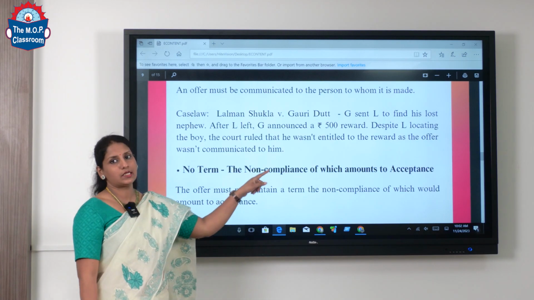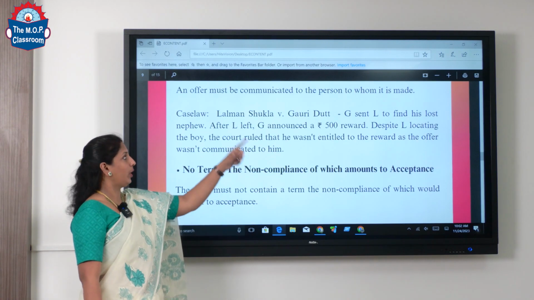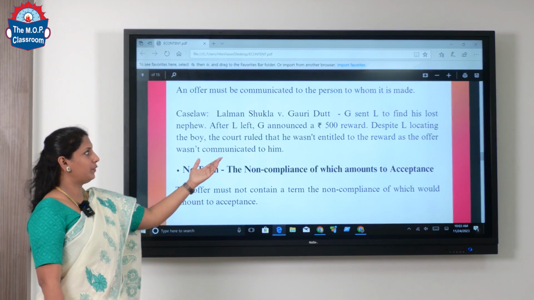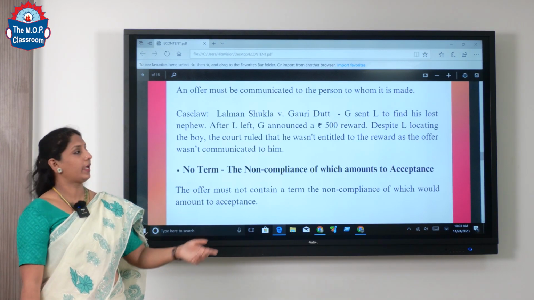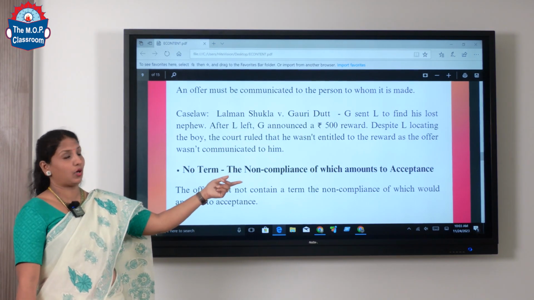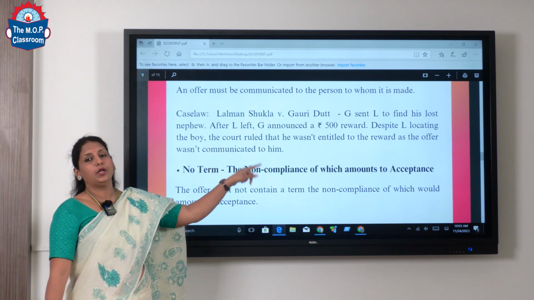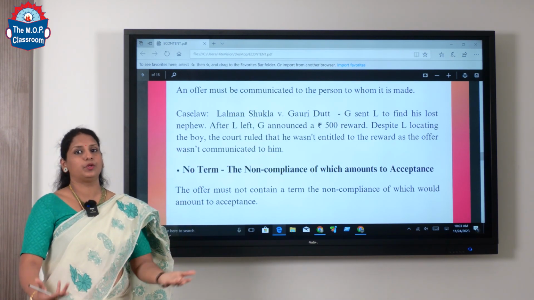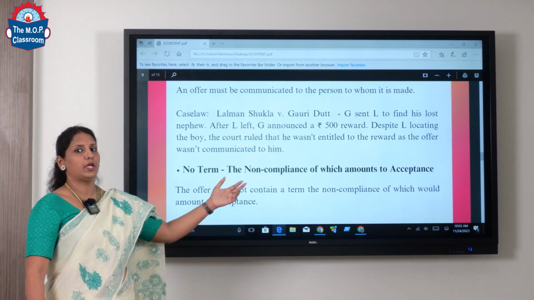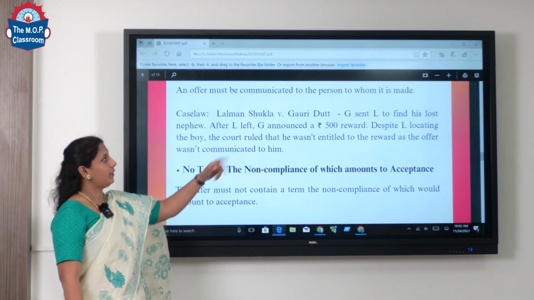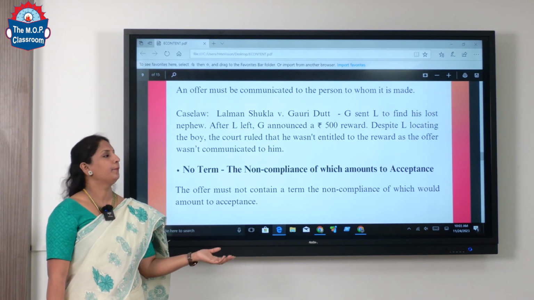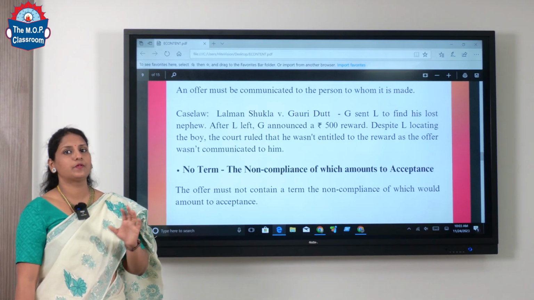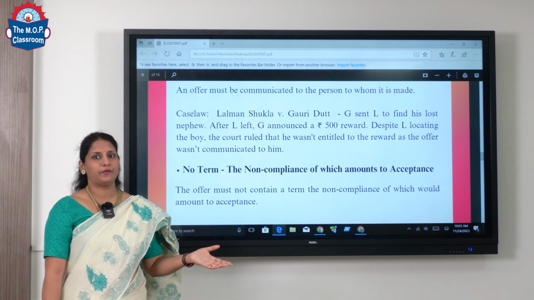So Lalman Shukla is the servant and Gauri Dutt is employing Mr. Lalman Shukla, and Gauri Dutt was enjoying holidays with his nephew. The nephew was lost, and he wanted his servant to go out in search of his nephew and bring him down. And the servant was very happy because he is doing a favor for his master. So he went out, he found the nephew, and when Gauri saw his nephew, they were very happy. But when the servant had gone out, Gauri had given a statement that whoever finds his nephew will be rewarded with 500 pounds.